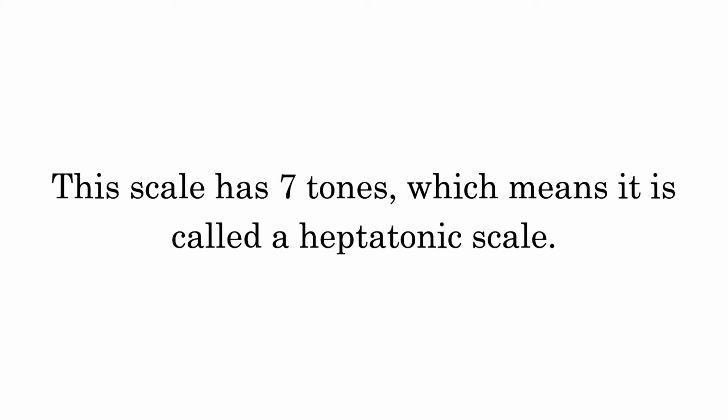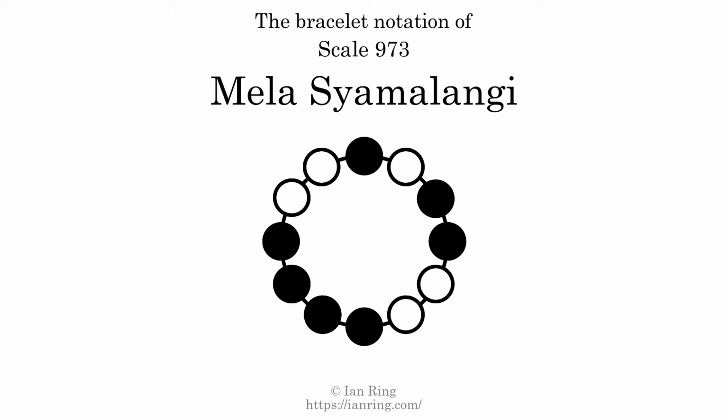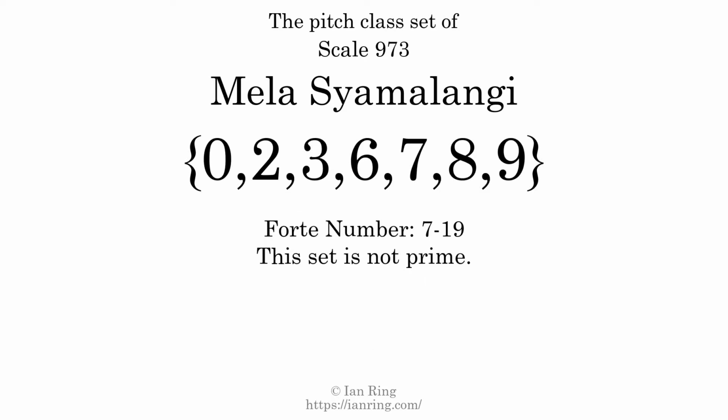This scale has 7 tones, which means it is called a heptatonic scale. This is a bracelet notation diagram of scale 973. The shaded circles represent tones that appear in the scale, and they are read clockwise, starting at the top. The pitch class set for this scale is 0, 2, 3, 6, 7, 8, 9.